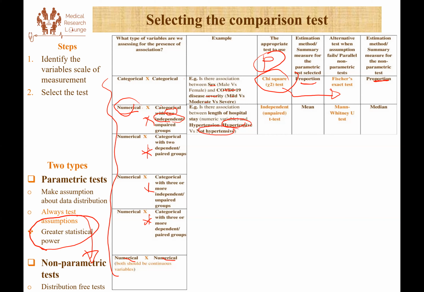Not only is it a categorical variable, but these two groups are completely different groups. They're not the same individuals before and after some exposure or some medication or treatment. Rather, these are completely different groups, one with hypertension and another with no hypertension. So these are two independent groups. Then the proper test to use is an independent or unpaired t-test, and since it's a parametric test, it has its own assumptions. When it fails, we use the parallel non-parametric test called the Mann-Whitney test. So this is how it goes.